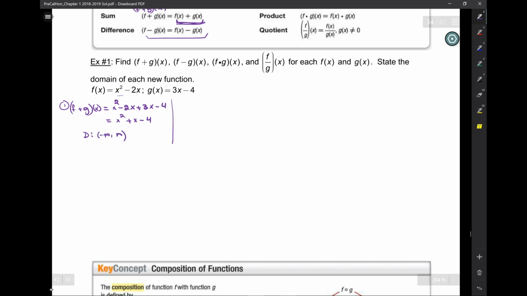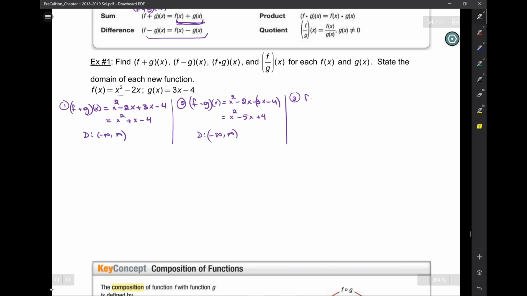Okay, let's do number 2. F minus g of x. So don't forget the parentheses here. And that'll be x squared minus 5x plus 4. What's the domain there? I'm assuming you guys still remember all this, right?